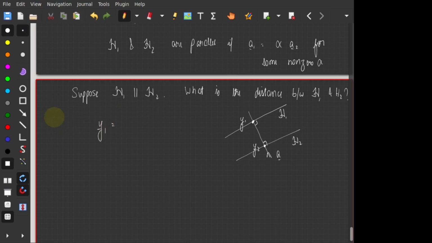So firstly, y1 should lie in the ray corresponding to A1. So y1 is equal to, let's say, some alpha 1 times vector A1, and y1 also lies in H1.